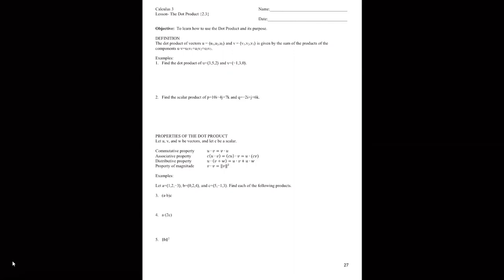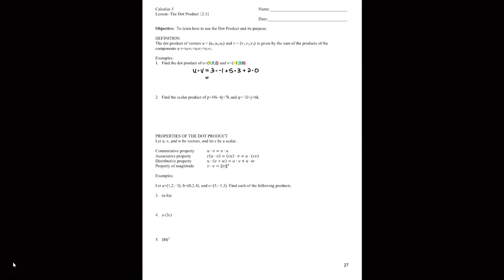All right, so a little demonstration goes a long way here. When I want to find the dot of u and v, I'm going to take the corresponding components, multiply them together, and then add those resulting values. So my dot product is going to be 3 times -1 plus 5 times 3 plus 2 times 0.